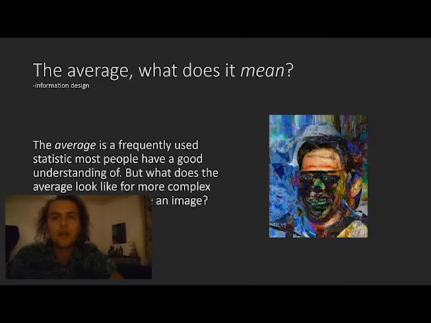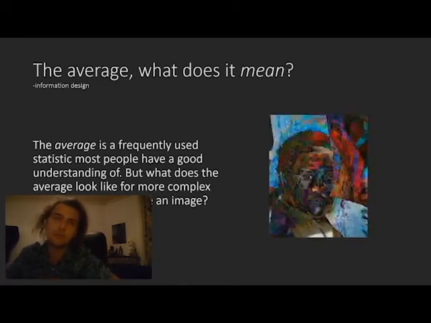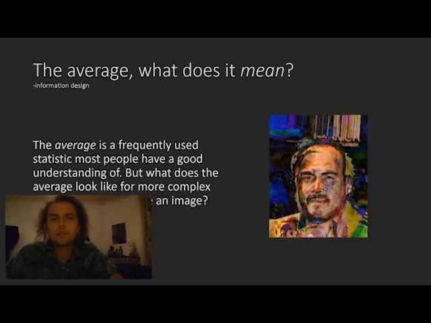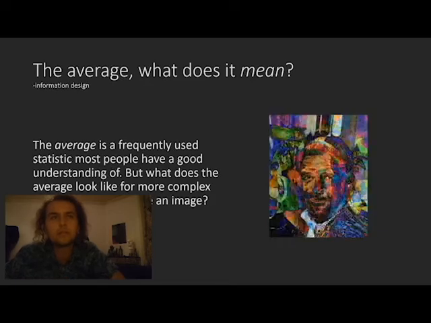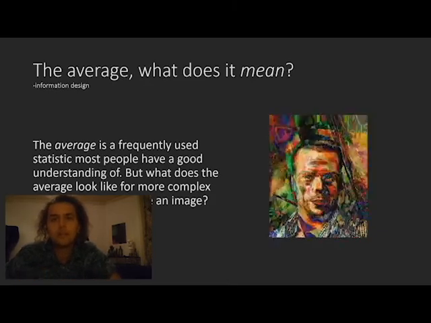So for a second, I would like to discuss the work I made for information design before Corona started. It's a work where I try to discover the average, which is a really frequently used statistic, and find out what this looks like in non-numerical data like a face. For this, I picked the CelebA dataset, which is a dataset of 30,000 images of celebrities.